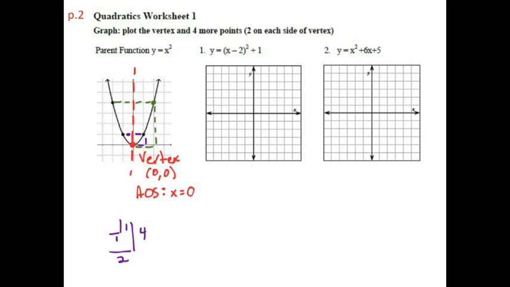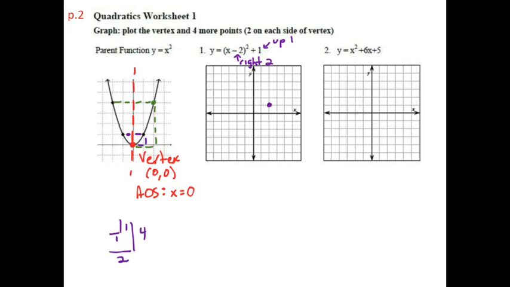So for our first example, when we have y equals x minus 2 squared plus 1, then we know that our x minus 2 here indicates that the vertex will move to the right 2, and then that plus 1 at the end means that we're going to move up 1 unit. So instead of having our vertex here at 0, 0, we're going to go to the right 2, up 1, and that becomes our new vertex.